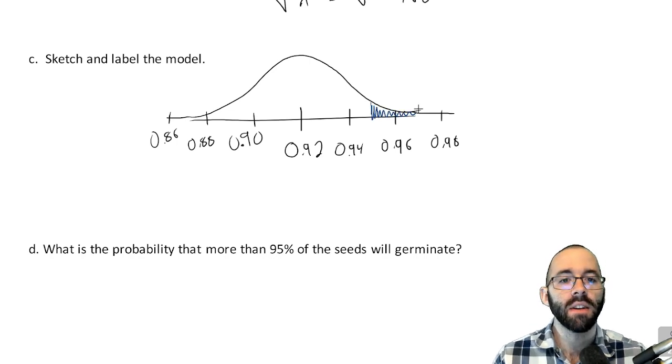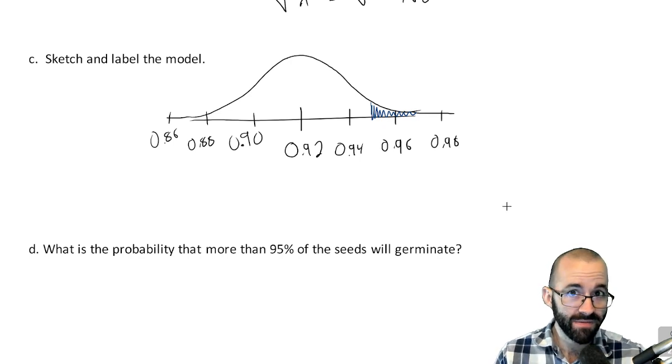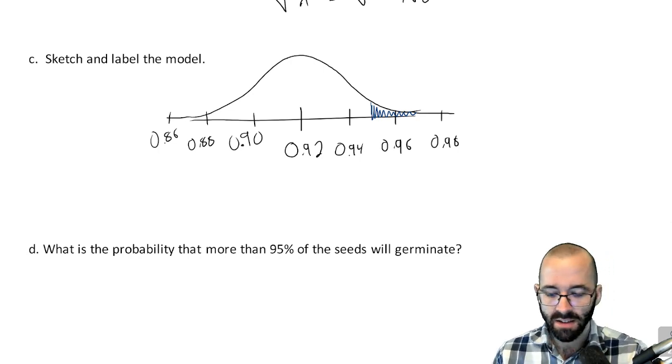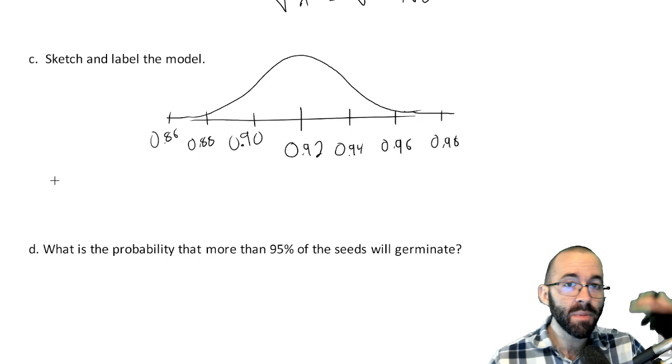What do you think? That's this area. Is this a big area or a small area? That's a small area. We shouldn't think it's very likely. But we should expect something not very likely.